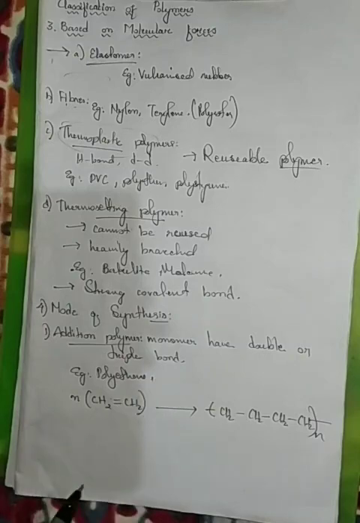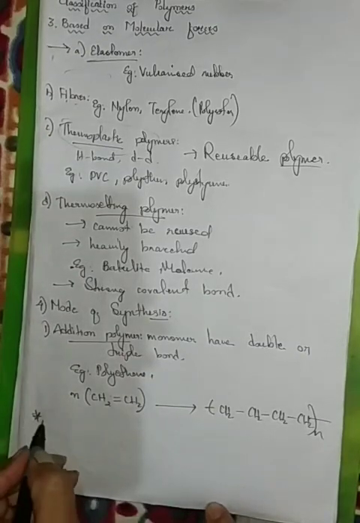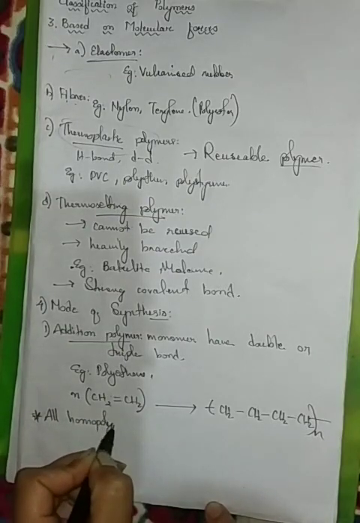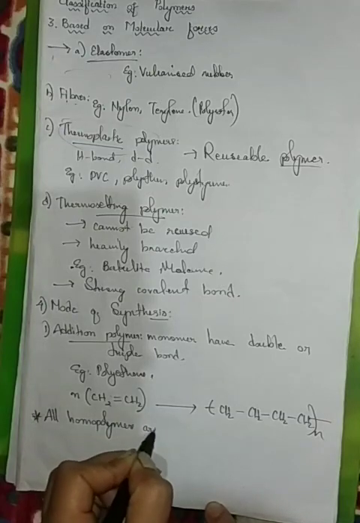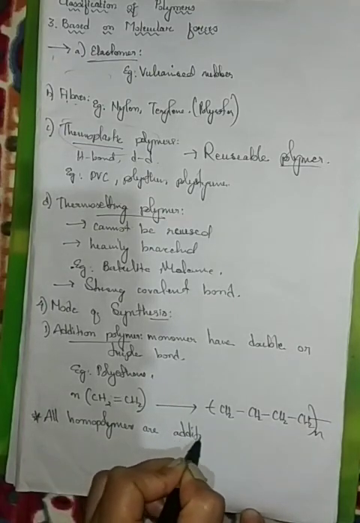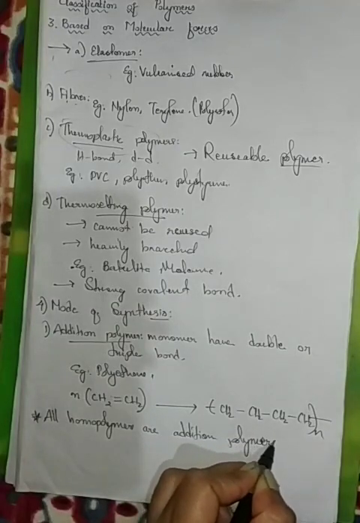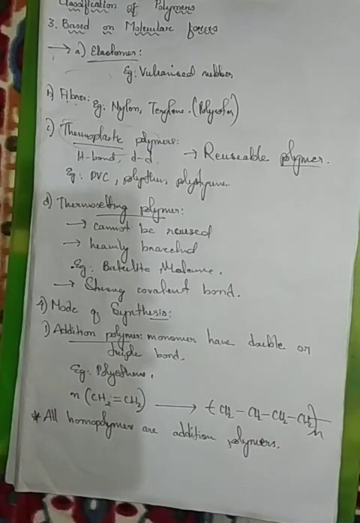Therefore, addition polymers are the type of polymers where the monomer units have double or triple bond. One point to be noted here: all the homopolymers are addition polymers. In the first type of classification, I discussed what are homopolymers. All the examples of homopolymers that I have discussed in the first video are also known as addition polymers.